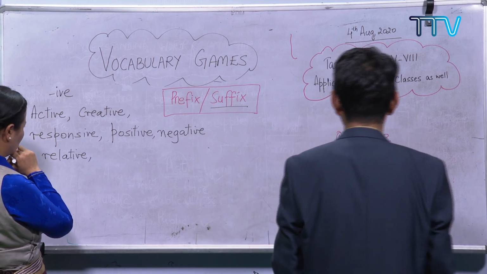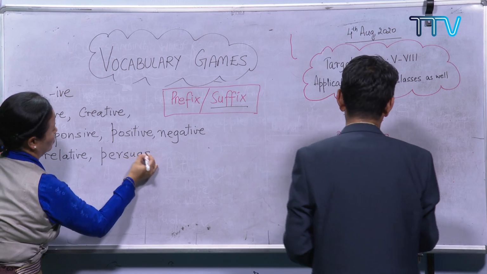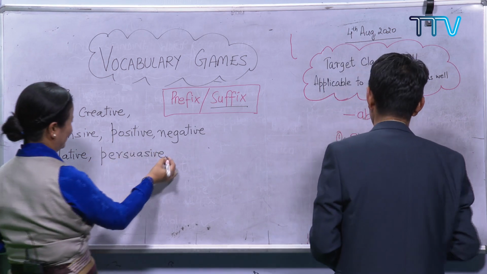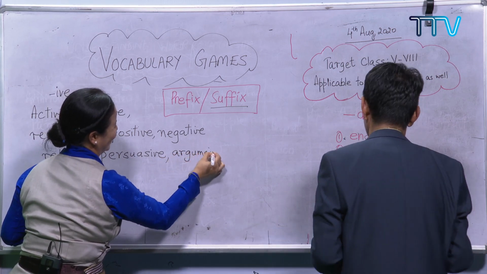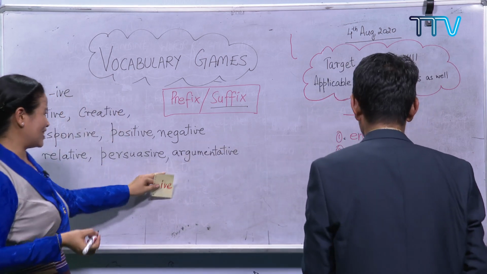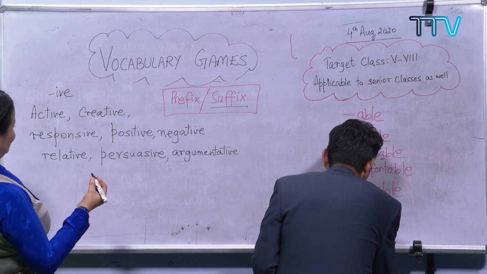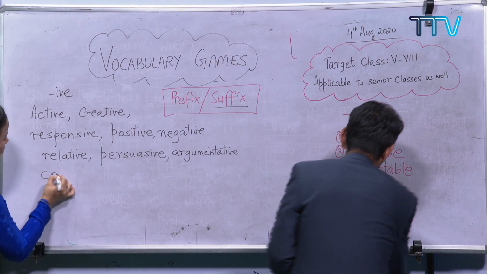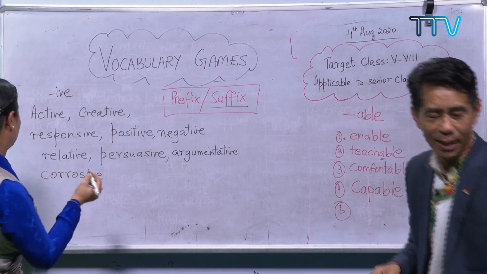So you see, students are doing much better than us. Enable, teachable. Persuasive. I remember persuasive writing, right? I have a doubt about this persuasive spelling. Teachable, argumentative. So I'm getting all the words that we have already discussed, right? Capable. Argumentative writing, persuasive. Arguable. Is it arguable? Argumentative, persuasive, corrosive, able. Teachable.